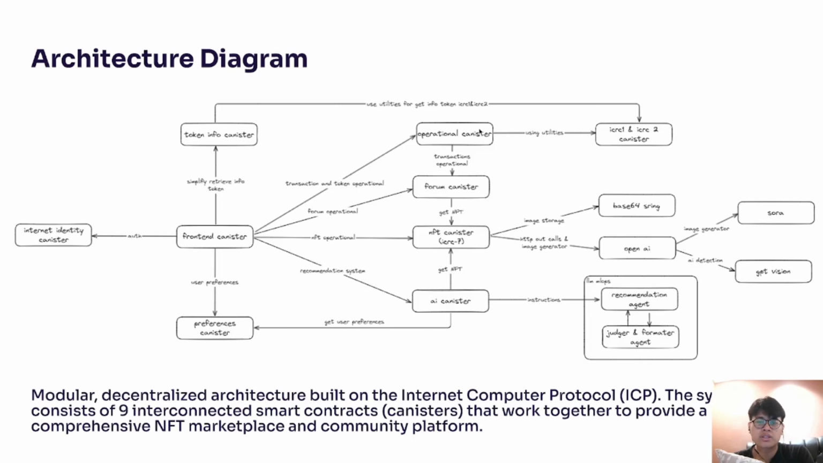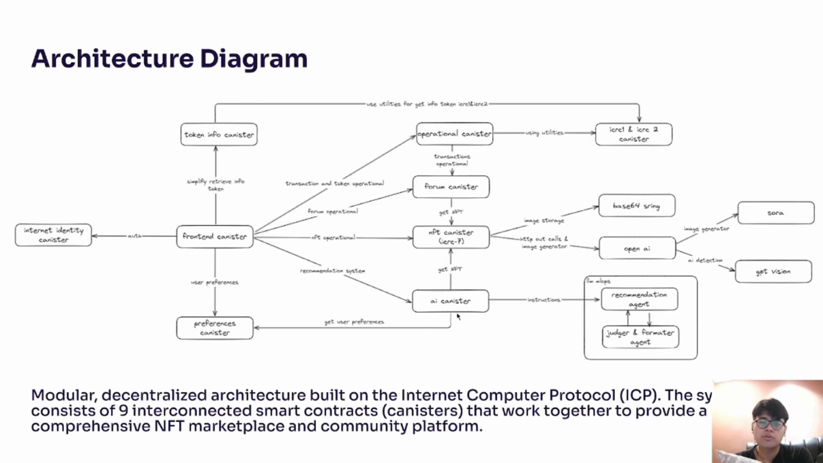Next we have the forum canister. The operational canister interacts a lot with the forum canister. From the forum canister, we also interact a lot with the NFT canister. For the NFT canister, we store the data right now as a string, but we are planning to move to a CDN. And for HTTP outcalls, we use OpenAI, and then we have image generation with Sora and AI detection.